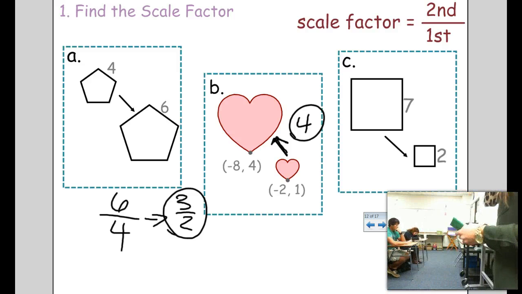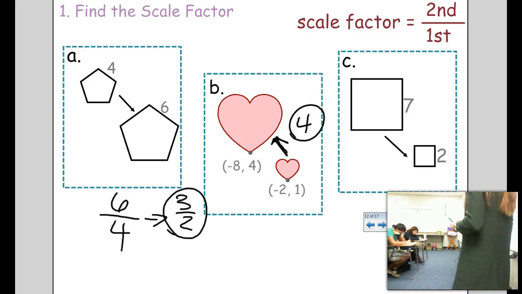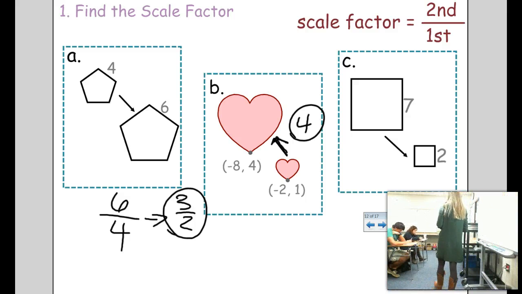What are y'all talking about? Did you already do C? What'd you get? C, I got 3.5. Catherine, what'd you get for C? Second over first. What do you think? Okay. 2/7. Alea, what'd you get for C?